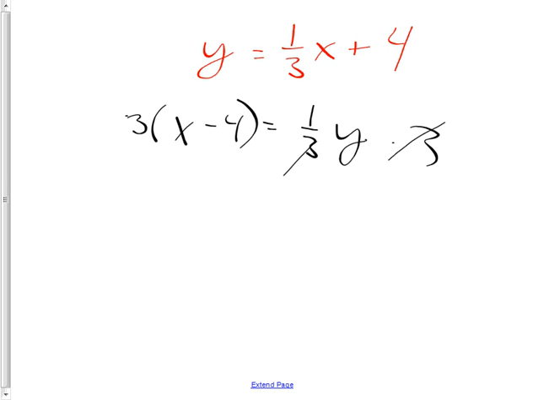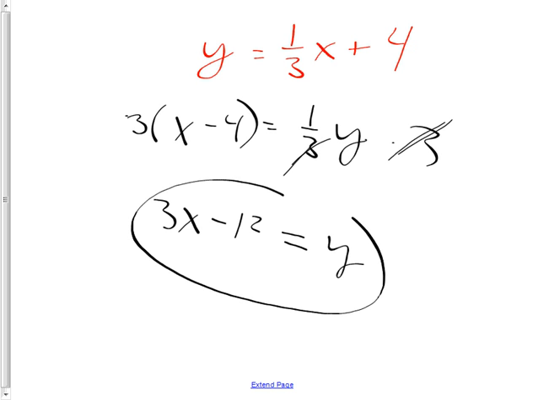Now I'm getting the y alone. Okay, now y, I just multiplied by 3, and then y is now alone. y equals 3x minus 12. Raise your hand if you had that one right. Okay, good. So that is an inverse. That is the simplest kind of inverse.